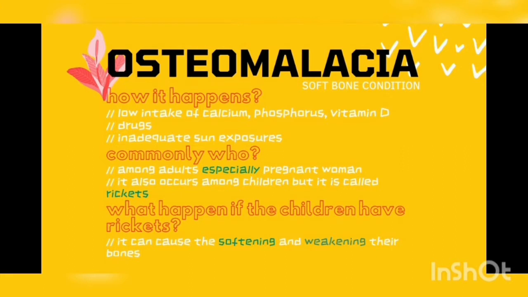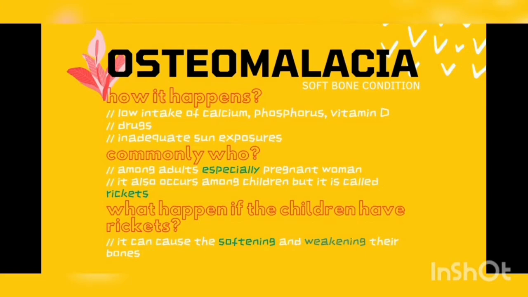And if we take drugs too, it can also cause osteomalacia. And lastly, inadequate sun exposure can also cause osteomalacia. So commonly, who has osteomalacia? Osteomalacia commonly occurs among adults, especially pregnant women. It also occurs among children, but it is called rickets.